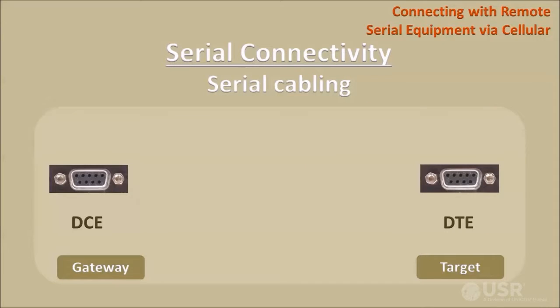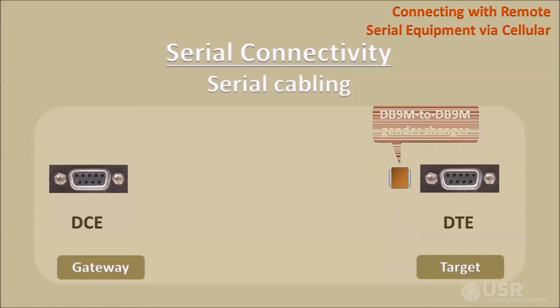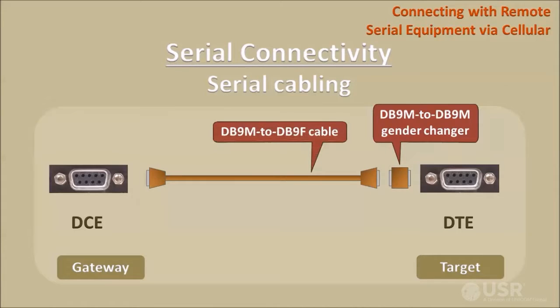In rare cases, the target equipment may be a DTE presented on a DB9 female connector. In this case, the correct cabling uses a DB9 male-to-male gender changer, along with a standard DB9 male-to-female serial cable, or use a pre-built DB9 male-to-male serial cable that's wired the same as the gender changer.